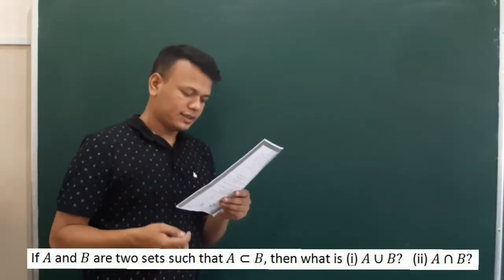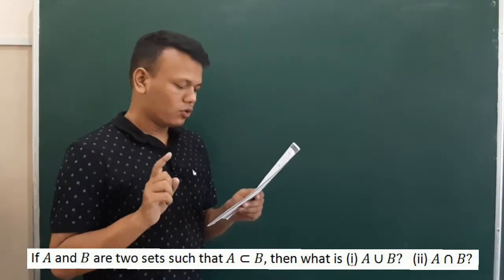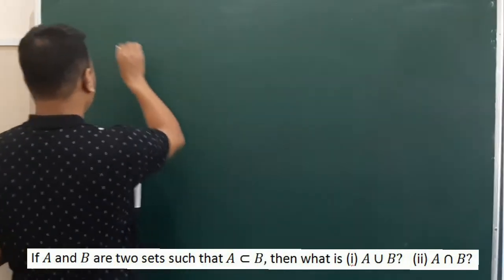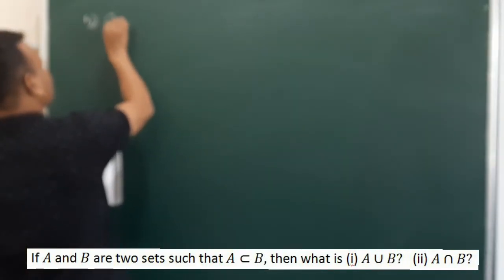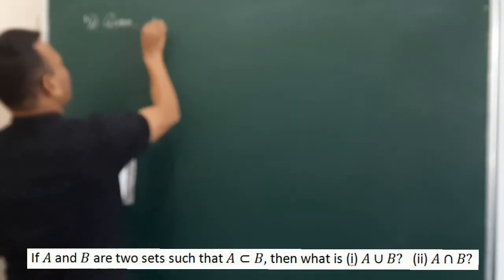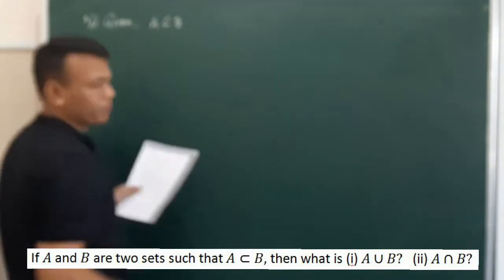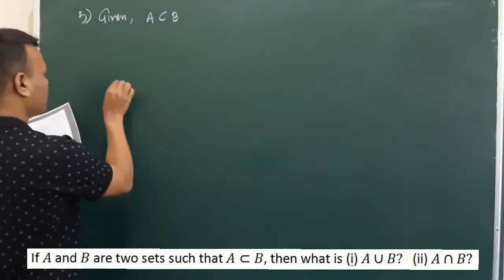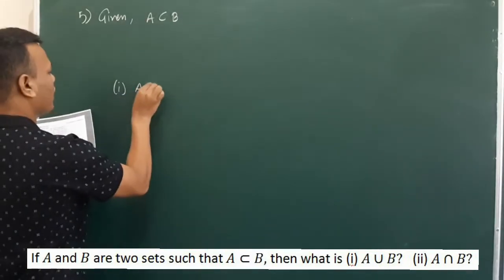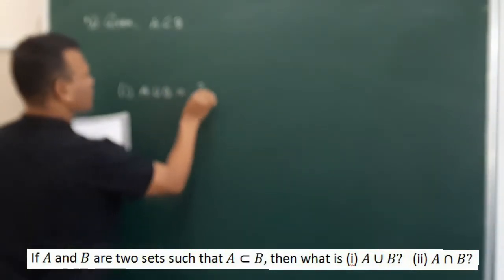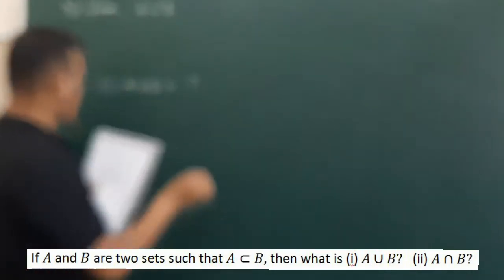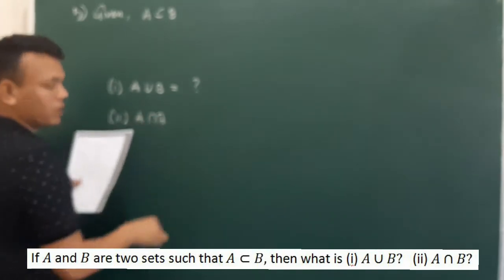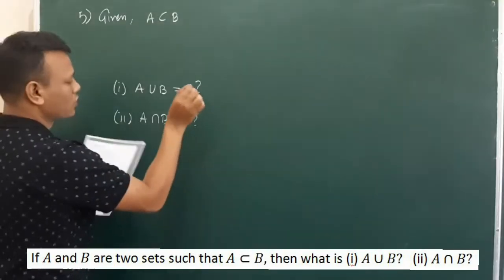Question 5 says, if A and B are two sets such that A is a subset of B. All right, so let me write what is given to us. Given is A is a subset of B. Then there are two parts: number 1, A union B will be how much? That's what you need to see. And number 2 is what will be A intersection B. Now let's see how much we get.